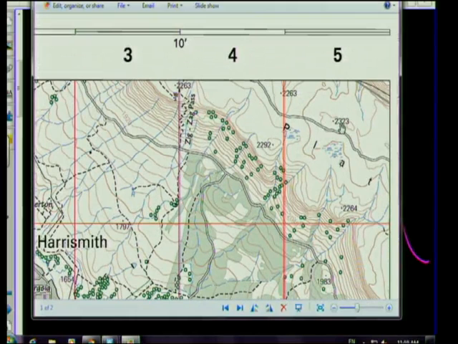The contour lines are far apart. How do I know that the sides are steep? The contour lines are close together. Look at the extent of that landform. It covers quite a large area. It could be a plateau, but it could also be a mesa.